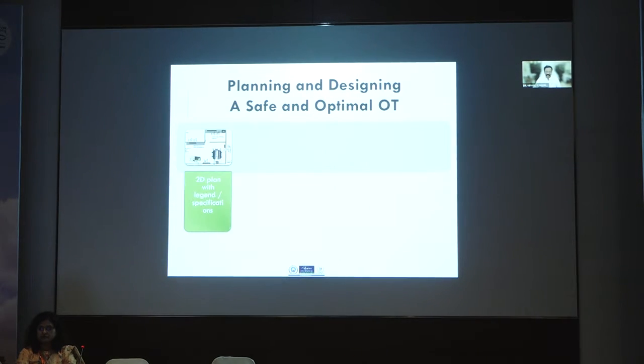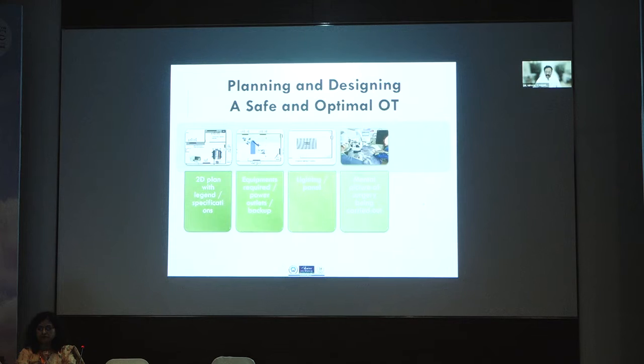So planning and designing a safe and optimal OT starts with a two-dimensional plan. The equipment required, the power outlet backup, the lighting required, the mental picture of surgery being carried out, and a three-dimensional view of the OT, review and revise the plan.